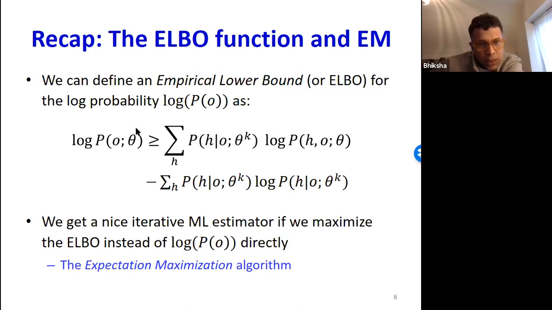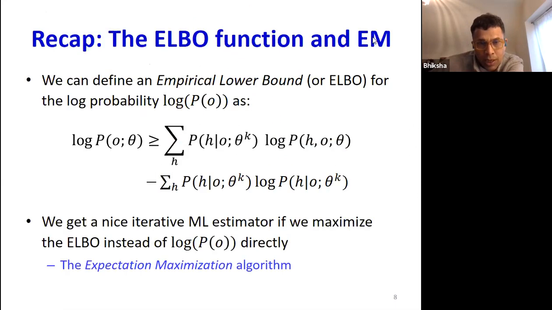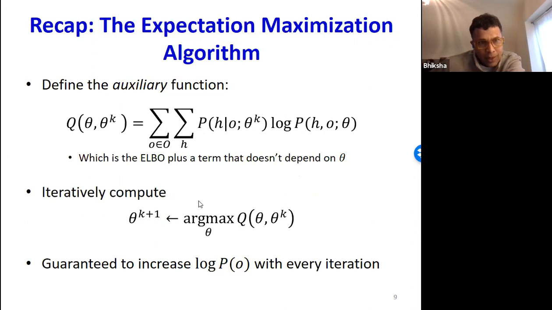Right? So we saw that if we iteratively maximize this, so if we maximize the ELBO and then reconstruct the ELBO at the new estimate and maximize that, if you kept doing that, you're guaranteed to get to a local maximum of the log likelihood function, which should give you a decent estimate of the parameters. So this was our expectation maximization algorithm.